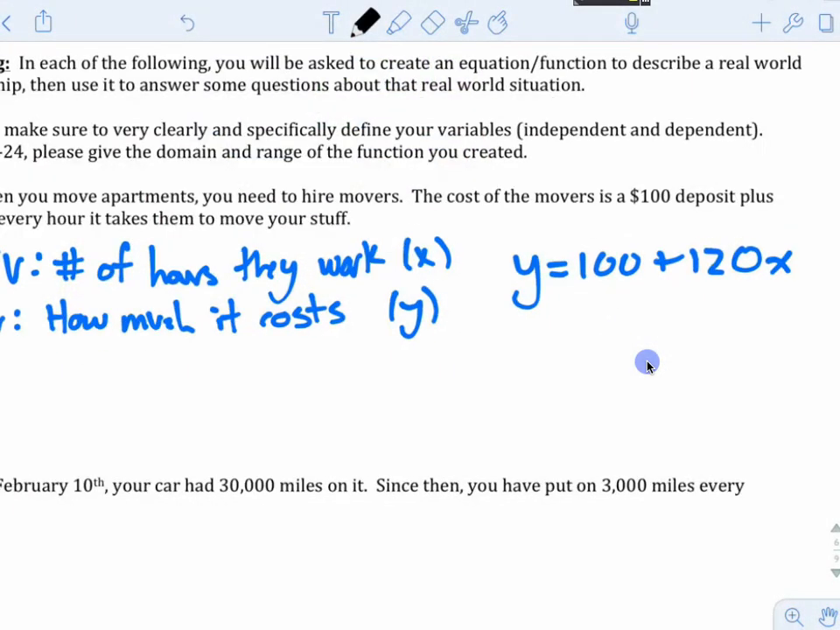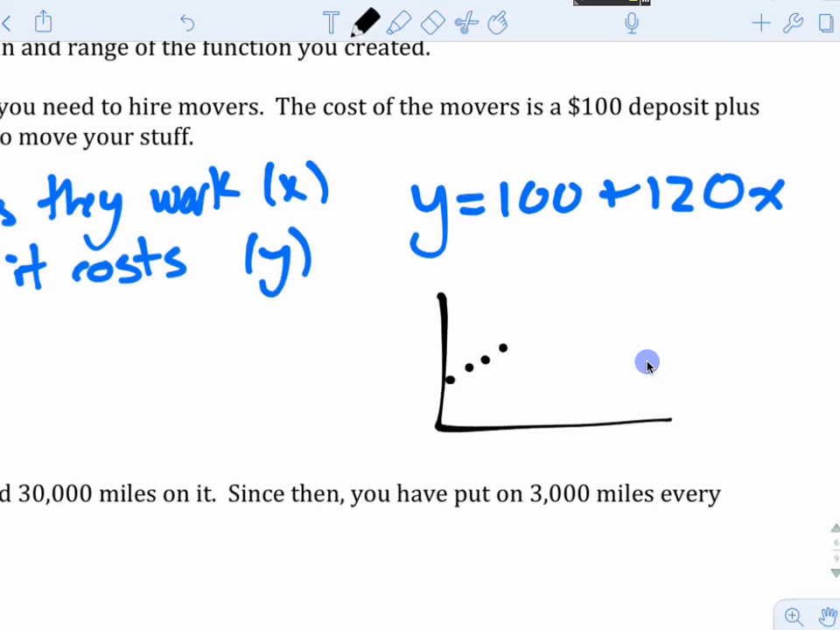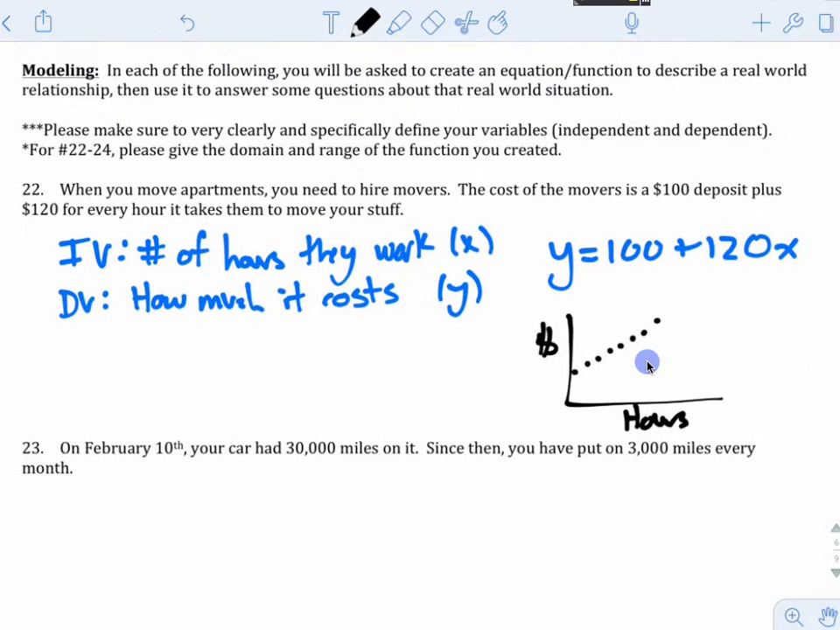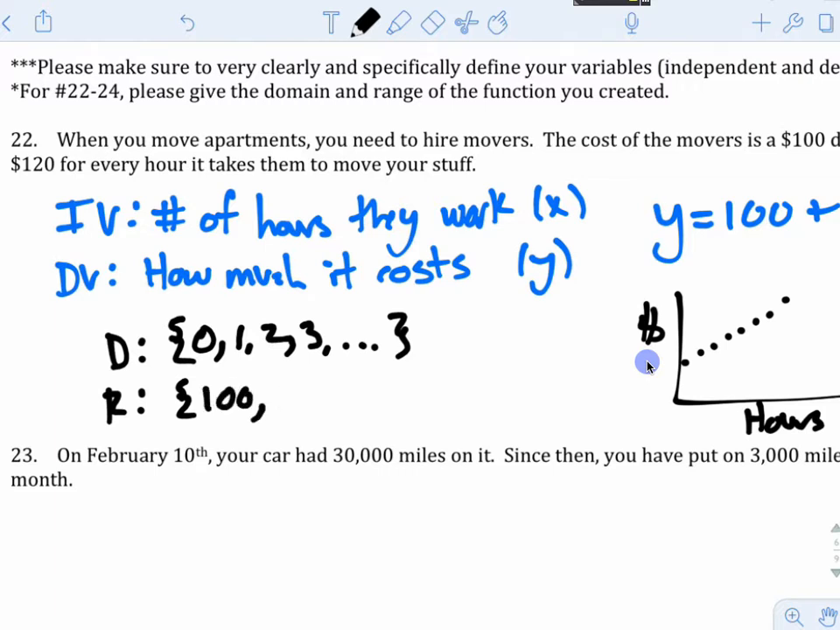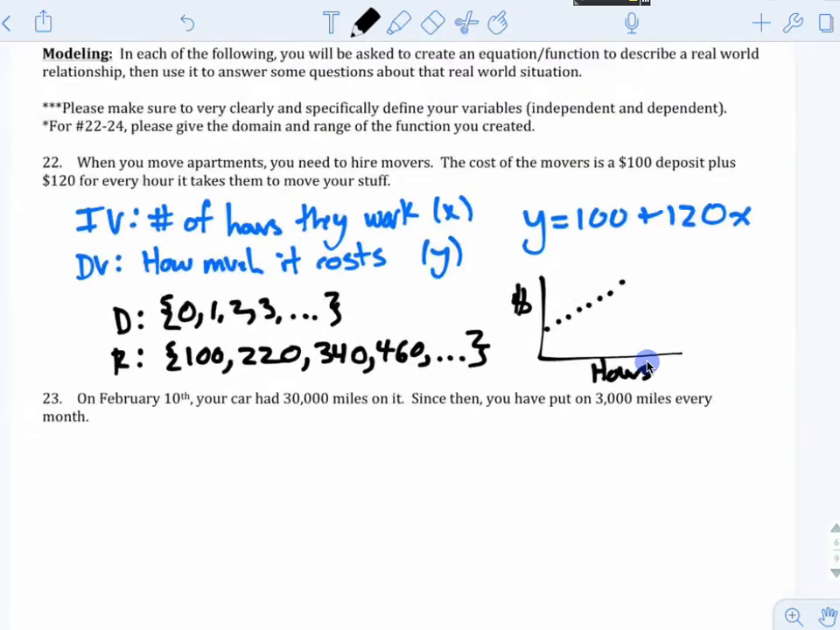So there you go. And our domain and range in this case, well, note to self, if we were to graph this relationship, it'd probably look kind of like this. It'd be a discrete graph. You know, here are your hours, and here's the cost. And so since it's a discrete graph, the domain and the range are going to be just kind of lists of numbers. So for instance, our domain will be 0, 1, 2, 3, and at this point I can say it continues on. And our range, well, it starts at $100, then 220, 340. We just keep on adding 120 again and again and again, and that continues on forever as well. So that's the first problem.